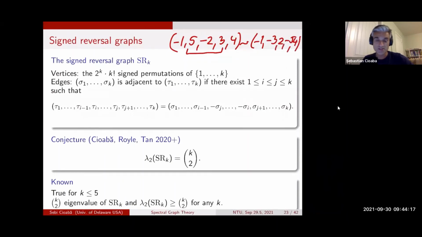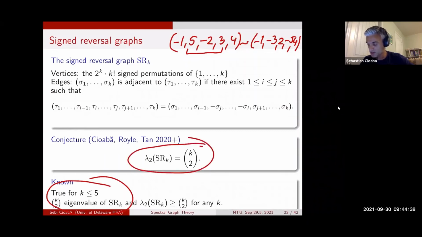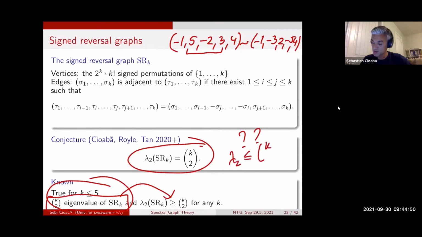So this graph is also quite symmetric, and we did some work on it, and we observed that k choose 2 seems to be the second eigenvalue. So we tried to prove something similar to Cesi and Chung and Tobin. We checked this conjecture for k less or equal to 5. We actually proved that k choose 2 is always an eigenvalue, and that implies this inequality. But we couldn't prove that lambda 2 is at most k choose 2. So we have this conjecture that I think is interesting, but we don't know how to do it.